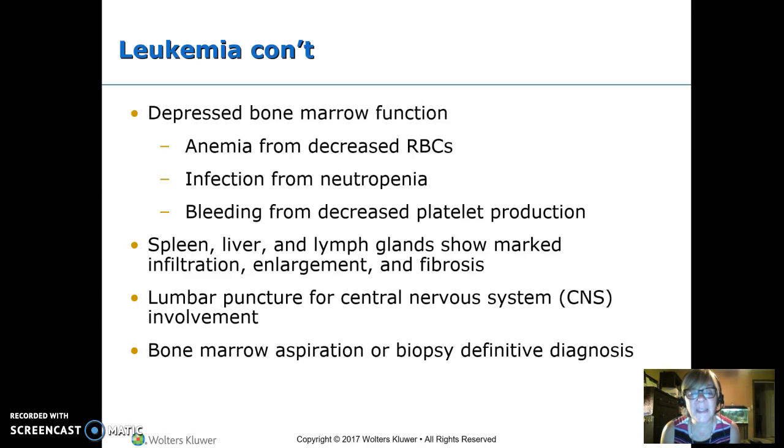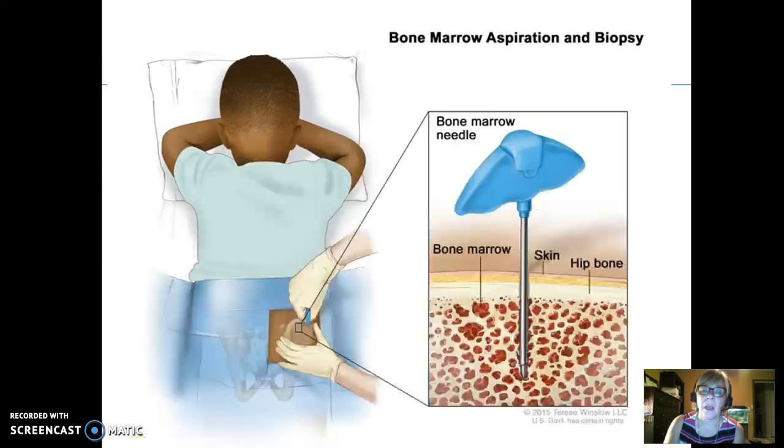The way we diagnose this is with a bone marrow aspiration, which is exactly what it sounds like. A physician punctures through the bone into the marrow, draws some out, and then looks at what's in there. Is there normal marrow or is there not?